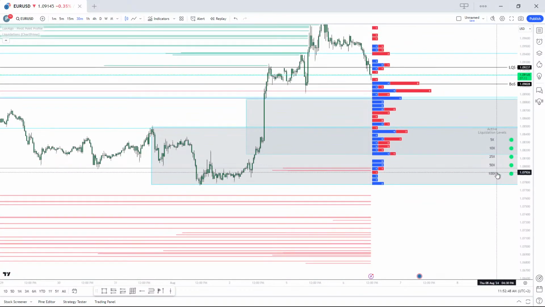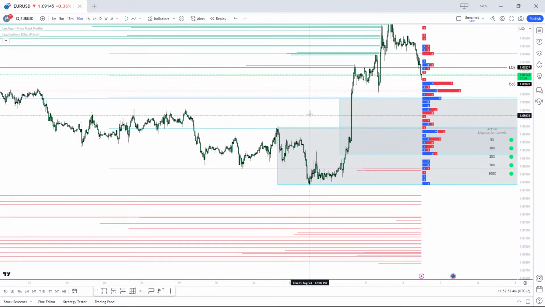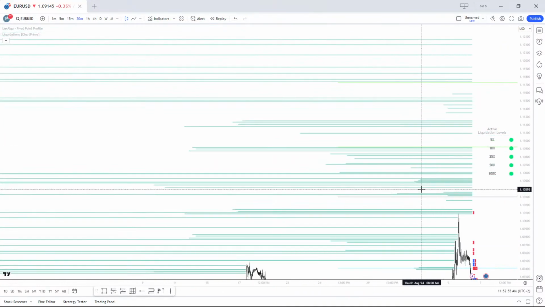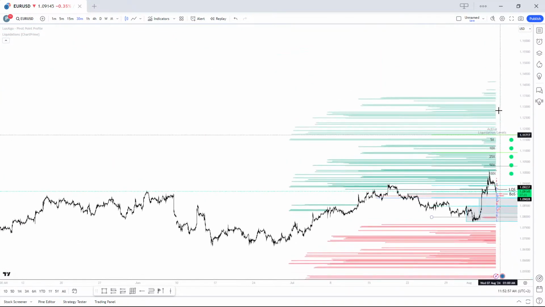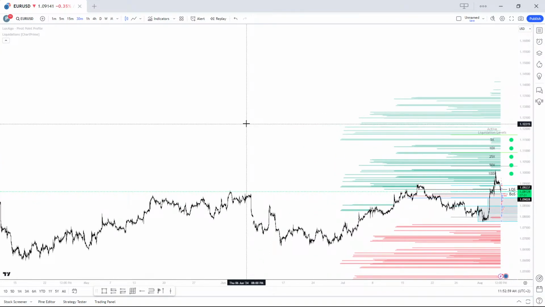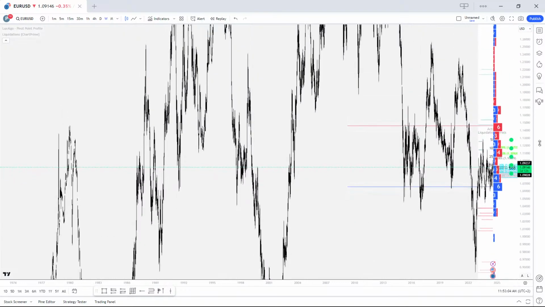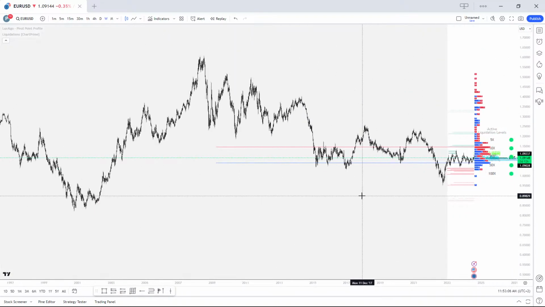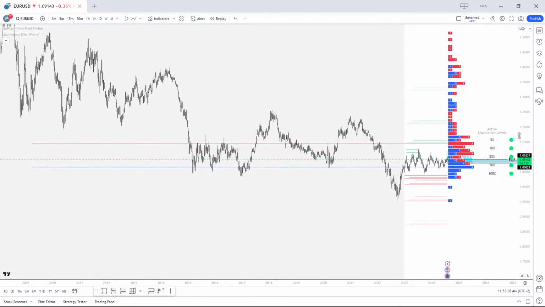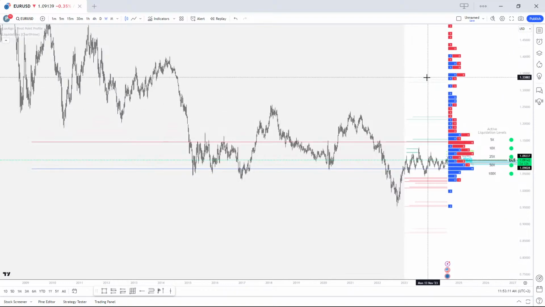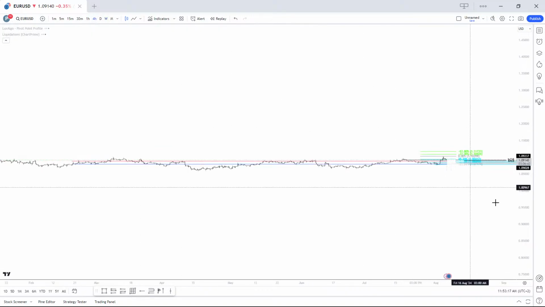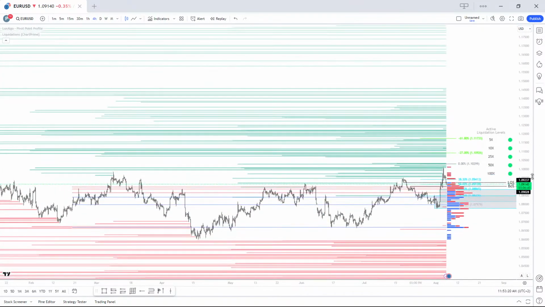What is this supposed to mean? The active liquidation levels. I don't... Who puts their stop loss right here? But maybe if you go to the weekly time frame or something. Okay, I don't understand who would put a stop loss right here. My man has got to be trading on the monthly time frame, man. Bro, look at this.